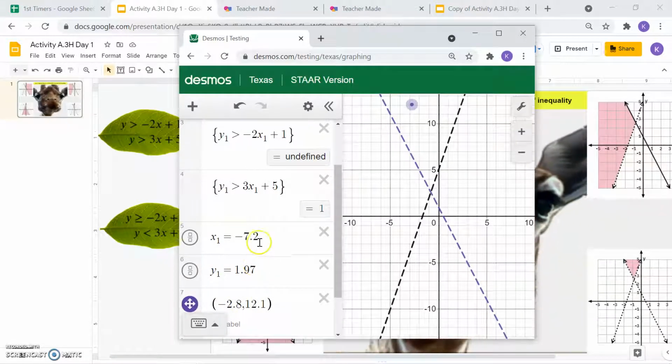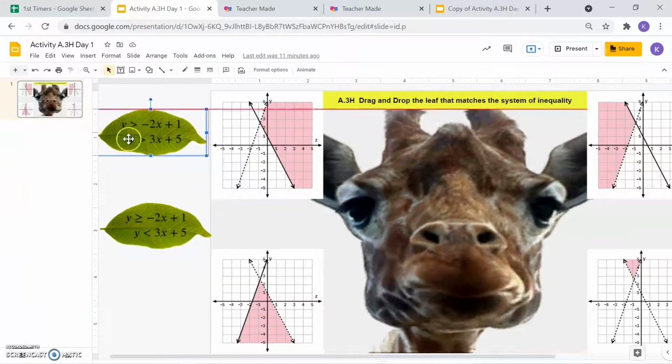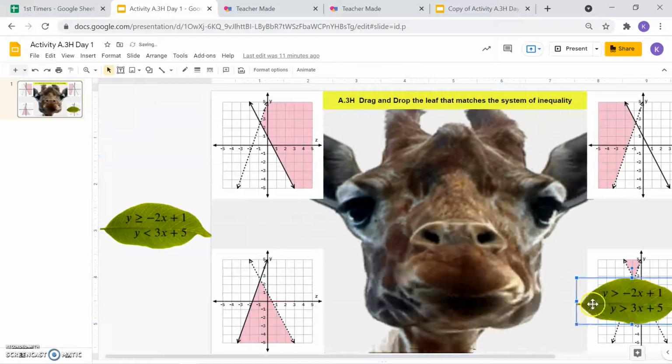Right there. So my x value is negative 2.8, and my y value is 12.1. And I'm going to go up here. See how they're both, this is true and this is true. Because they are both true, we found our answer, which is this one right here.